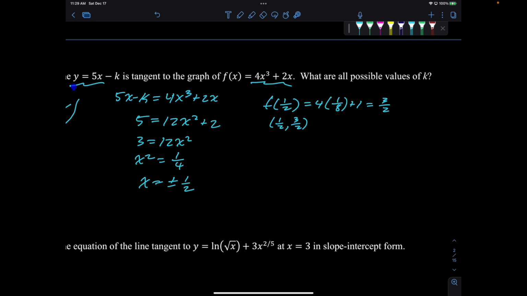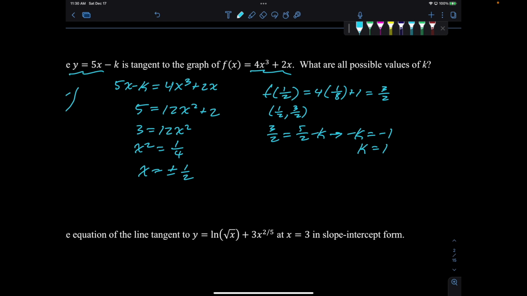Then I'm going to plug in (1/2, 3/2) here and solve for k. So it'll be 3/2 is 5 times 1/2, which is 5/2, minus k. So that means negative k is negative 2/2, negative 1. So k is 1 in that case. I bet k is -1 is the other answer, but let's actually find it.